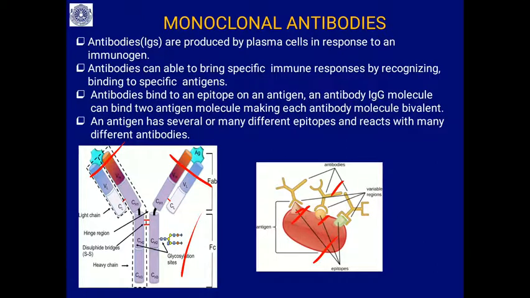You have studied the structure already. So, this is a bivalent antibody that can simultaneously bind to two antigenic determinants. An antigen has several or many different epitopes and reacts with many different antibodies. So, this is what you can see, there are many different epitopes and many different antibodies are binding this, the same antigen.